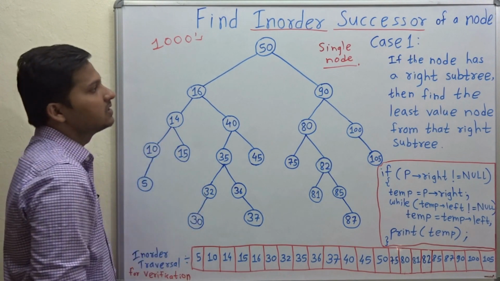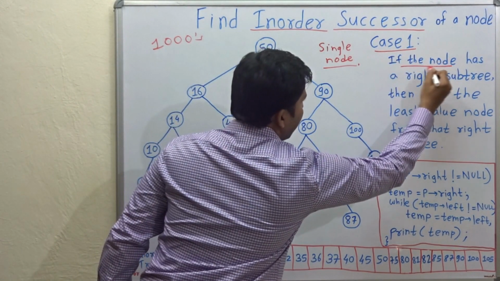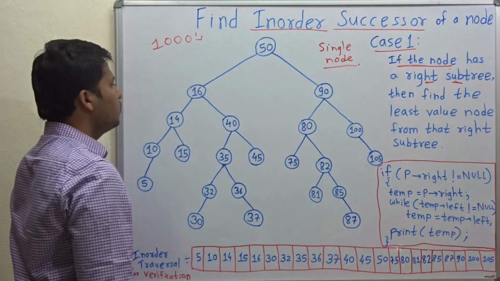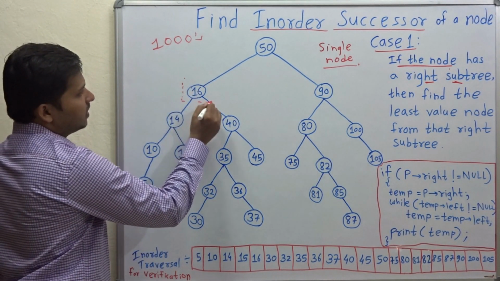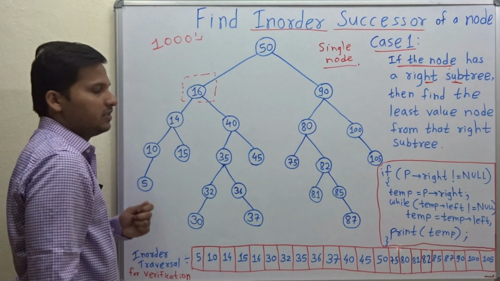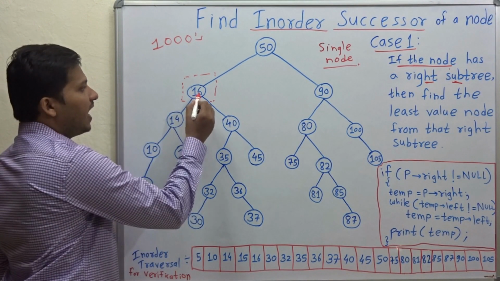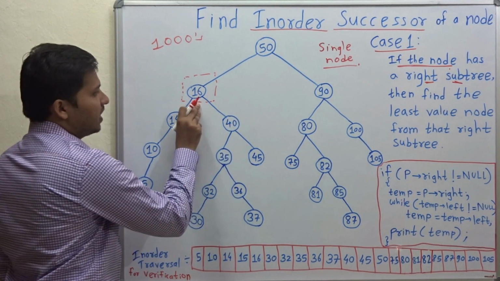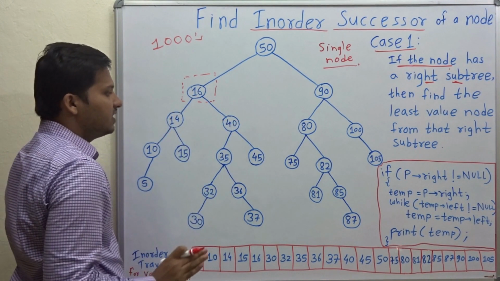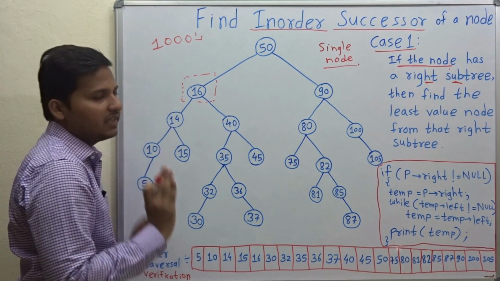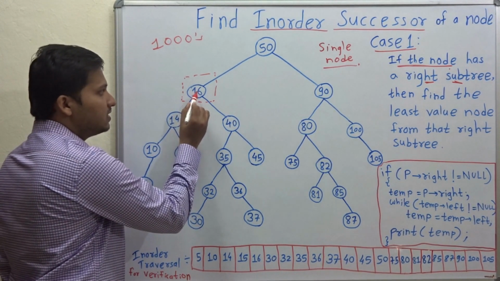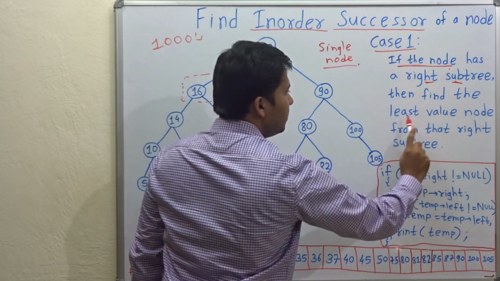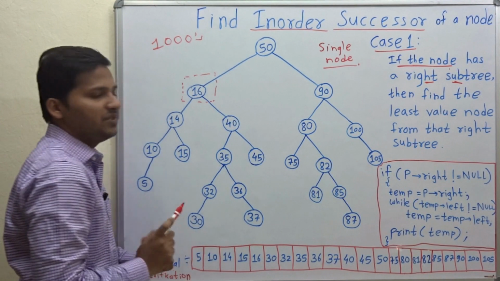Now there are some cases, and the first case is if that node has the right subtree. See, suppose you want to find out the in-order successor of 16. Okay, so as you know, 16 has a right subtree, means it has a right child. As the right child is present, that means there is a right subtree for this node, that is 16. So if that right subtree is present, then find the least value node from that right subtree.